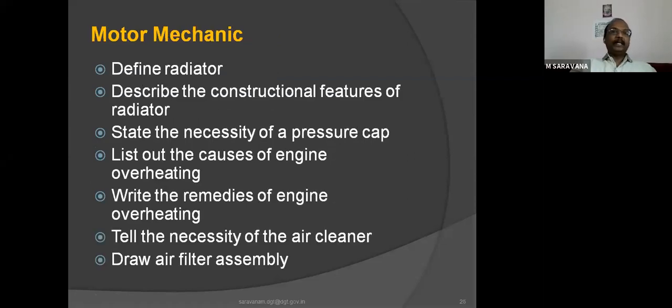Let us see the next trade, motor mechanic. Define radiator, describe the constructional features of radiator, state the necessity of a pressure cap, list out the causes of engine overheating, write the remedies of engine overheating, tell the necessity of the air cleaner, draw air filter assembly. You can see 'know' and 'understand' are not there, because that is not measurable. These are all measurable terms: define, describe, state, list out, write, and so on.